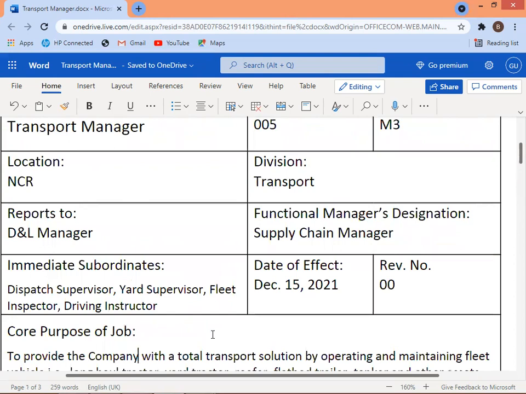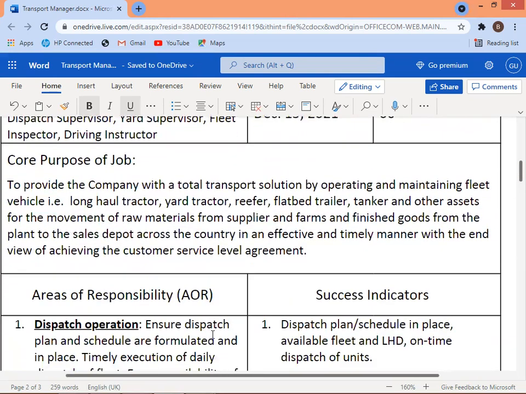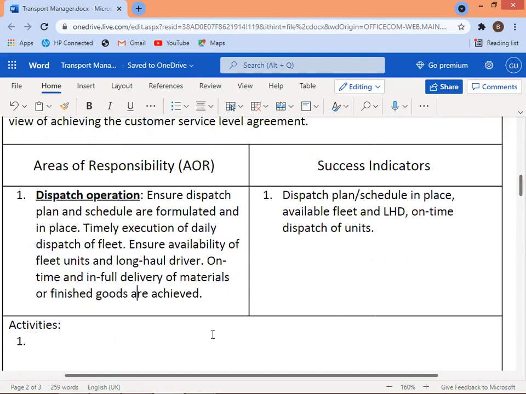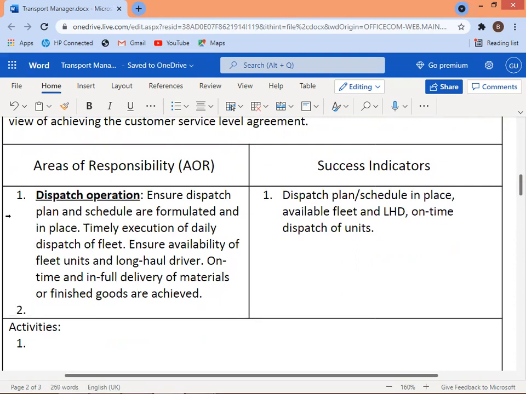So, we will write now the second AOR. The second AOR would be, there are two things: the deliveries, and we also have yard operation. Shunting activities in the yard.